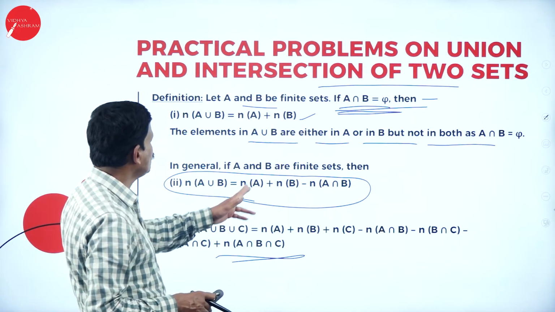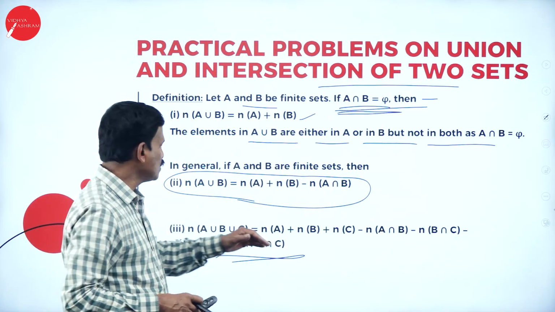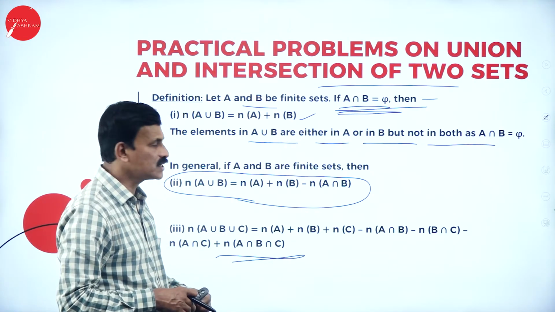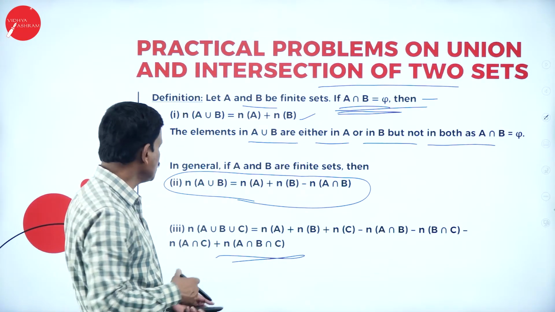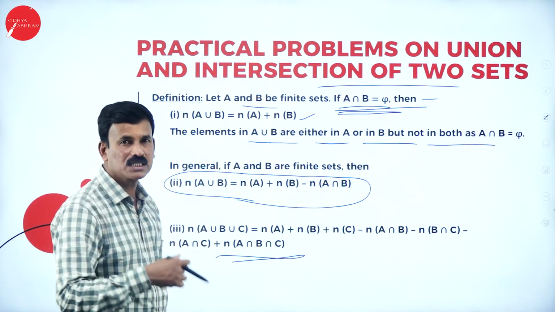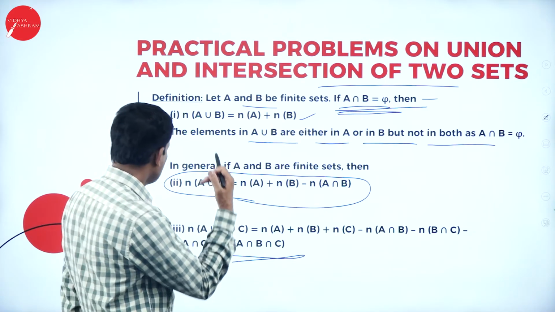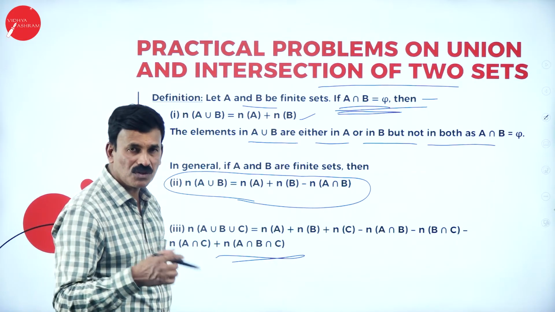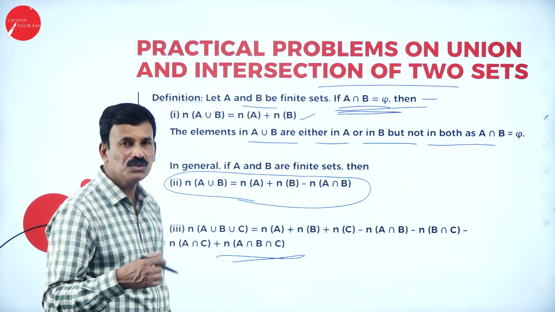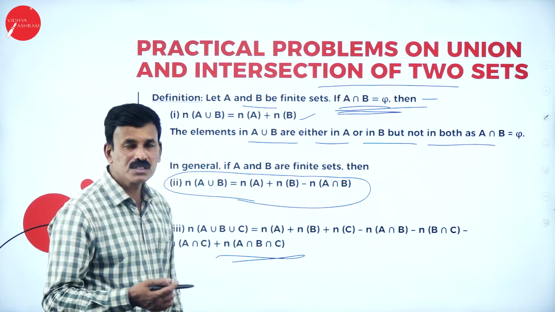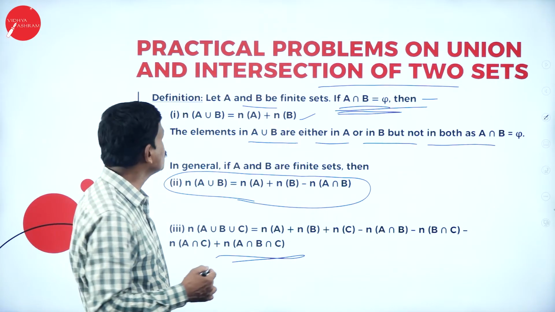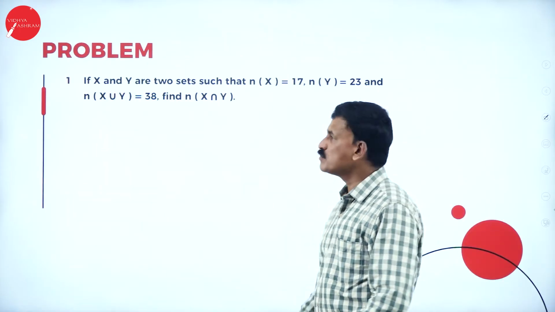So, here it is n of A plus n of B minus n of A intersection B, whereas here it is n of A plus n of B plus n of C minus n of A intersection B minus n of B intersection C minus n of A intersection C plus n of A intersection B intersection C. This will give the answer for the number of elements in A, B and C, n of A union B union C. So, these types of formulas are used to solve the problems in practical applications. Now, let us come to the first problem.